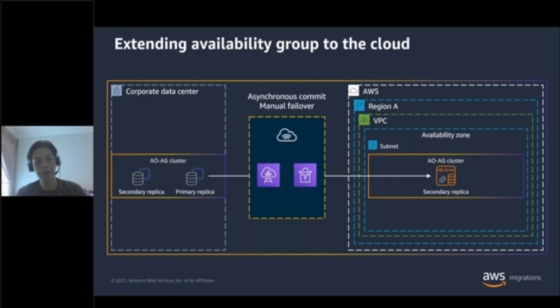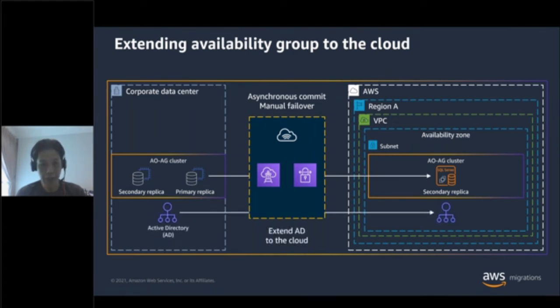So in this case, because your corporate data center and AWS region could be far apart, the recommendation would be to use asynchronous commit so that it doesn't cause performance issues to your currently running application on-prem. Right? Until you are ready to cut over, then you do a manual failover into AWS itself. Yeah, so that's definitely one way as well to minimize your downtime during cutover. But bear in mind, this is only for SQL Server on EC2. You can't really extend an availability group to an RDS instance. Right.